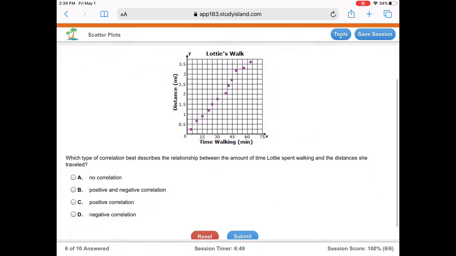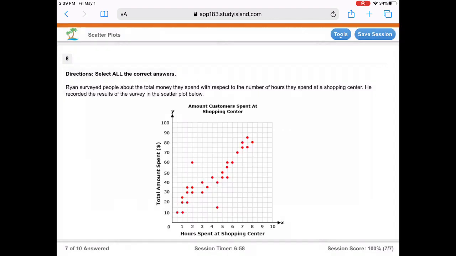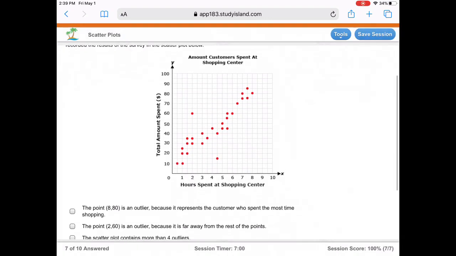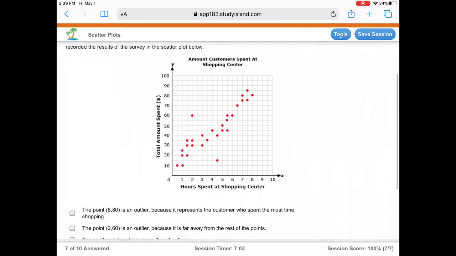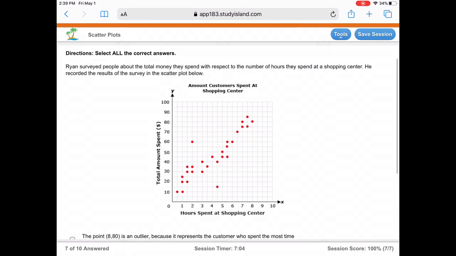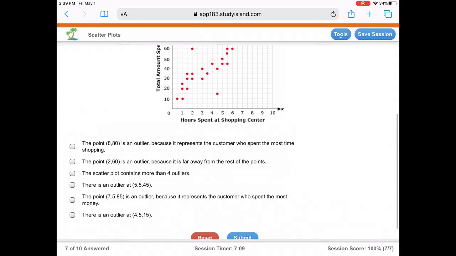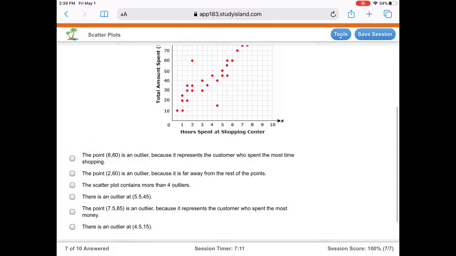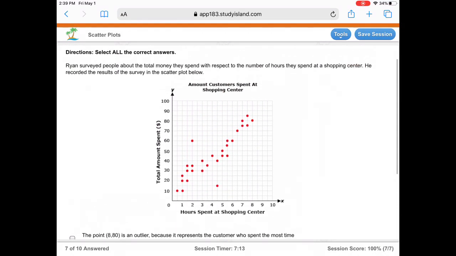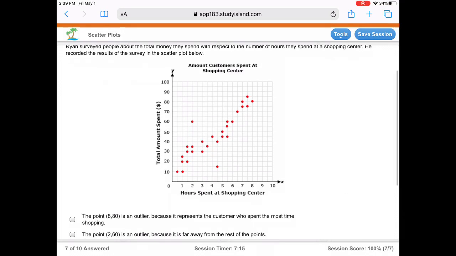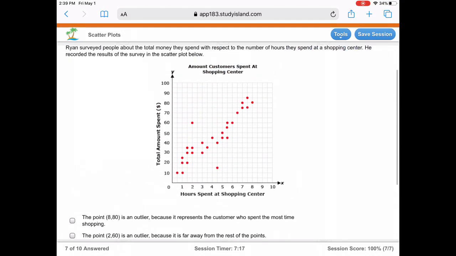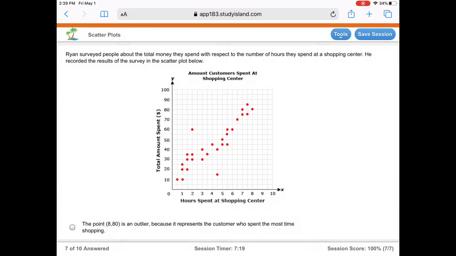Same thing with this one. Definitely a correlation. It's going up from left to right. So this is a positive correlation. I'm not going to spend too much time on it since it was very similar to the last question. This one also is a positive correlation, but it's asking for something a little different here. One thing you've got to remember about Study Island, if they have the little squares, that means you can select more than one.